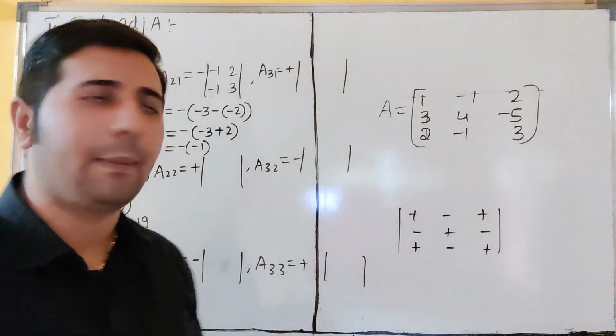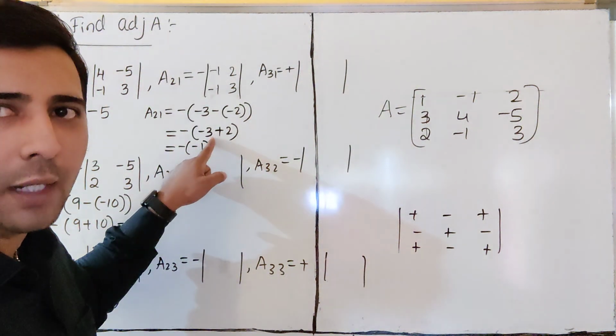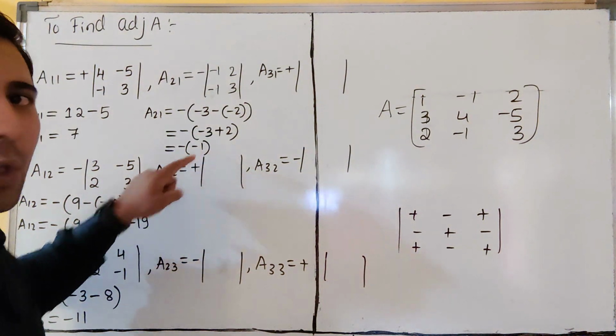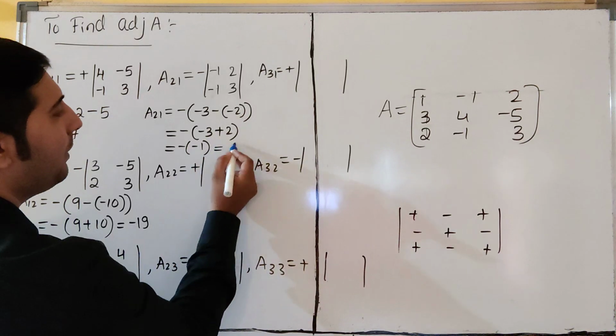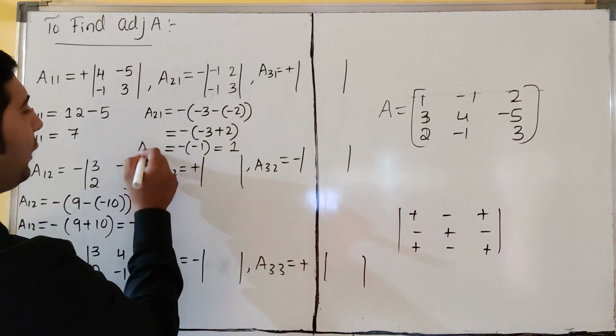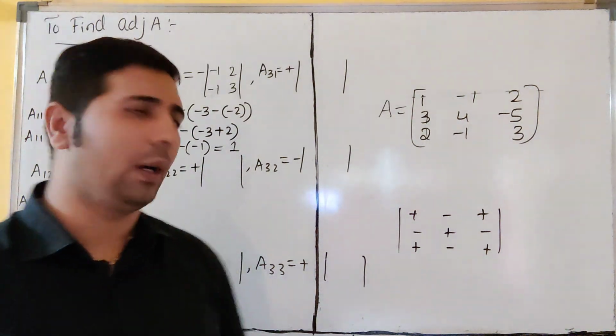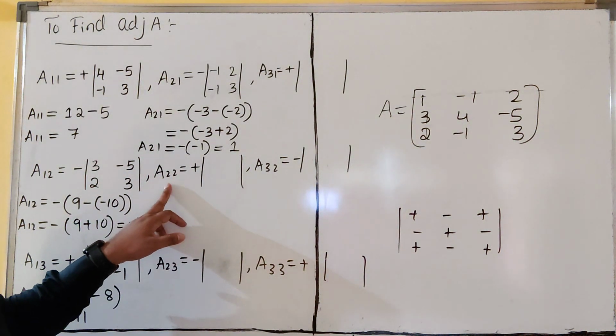The greater number's sign will remain. Here the greater number is what? 3, compared to 2. So that sign is how much? Minus, minus 1. Got it? Minus into minus is plus 1, dear students. A21's value is how much? 1. Understood? So now I have to find this A22.